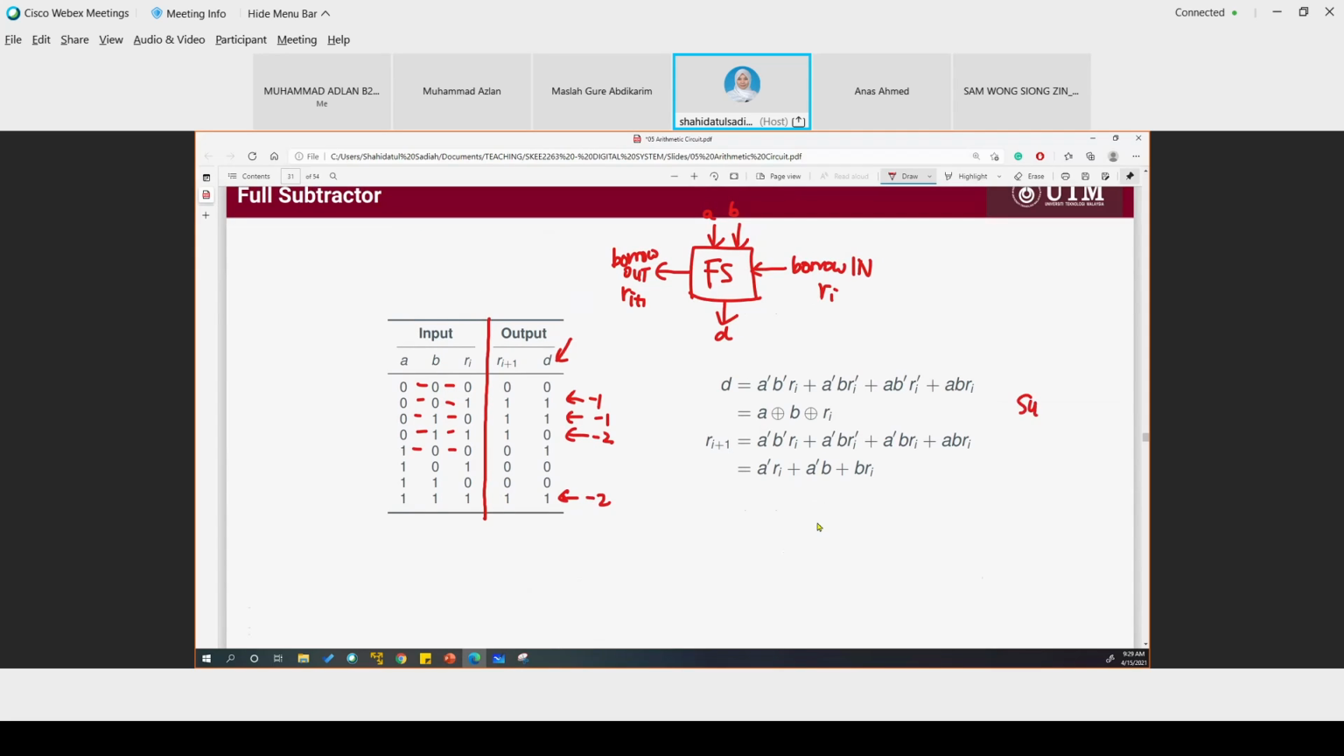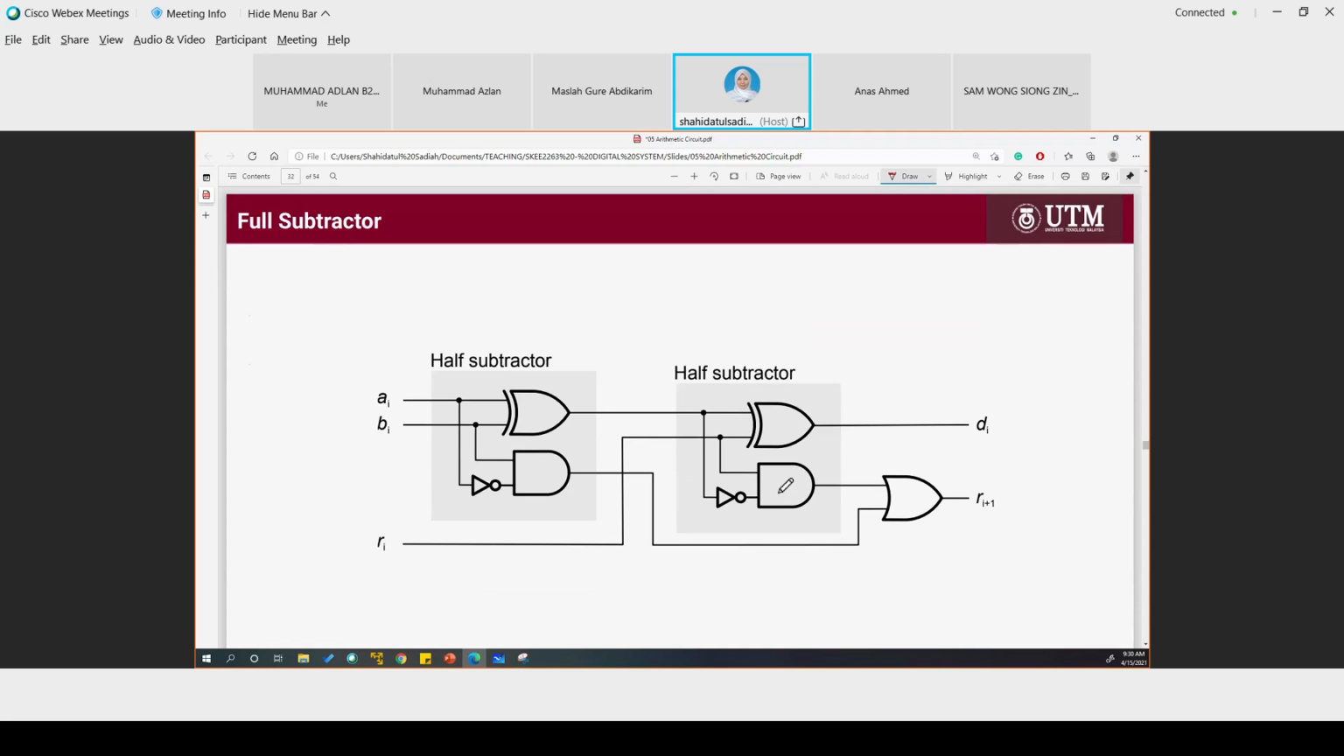Remember, sum in the adder is A XOR B XOR C, and the carry is AB plus AC plus BC, something like that. So it's the same, just with different notation, and of course there's a complement there. That's the complement, the half subtractor.